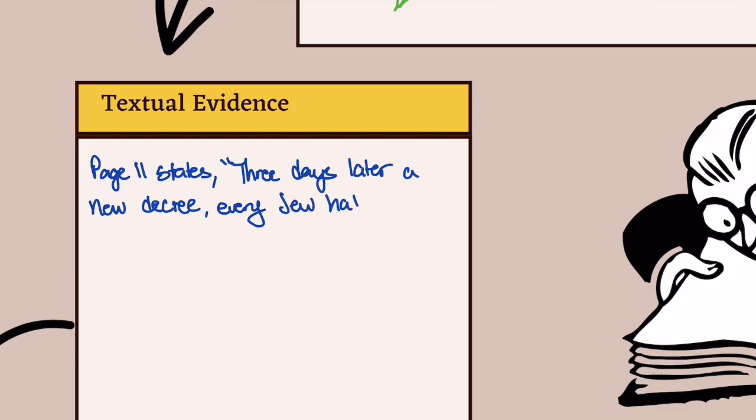Every Jew had to wear the yellow star, right? That's a really good piece of evidence that we can use there. There's also a lot of other pieces of evidence that go to show this in the first 2 or so chapters, I think up to about page 30. There's a lot of other different examples here.